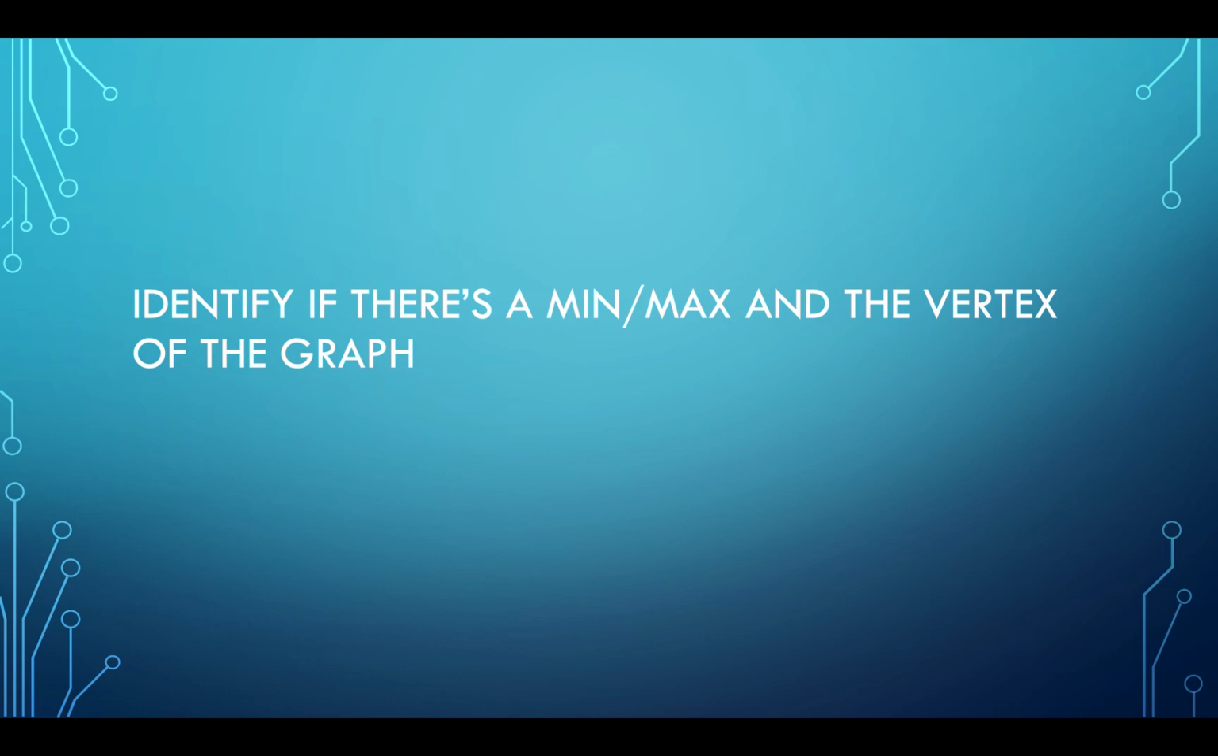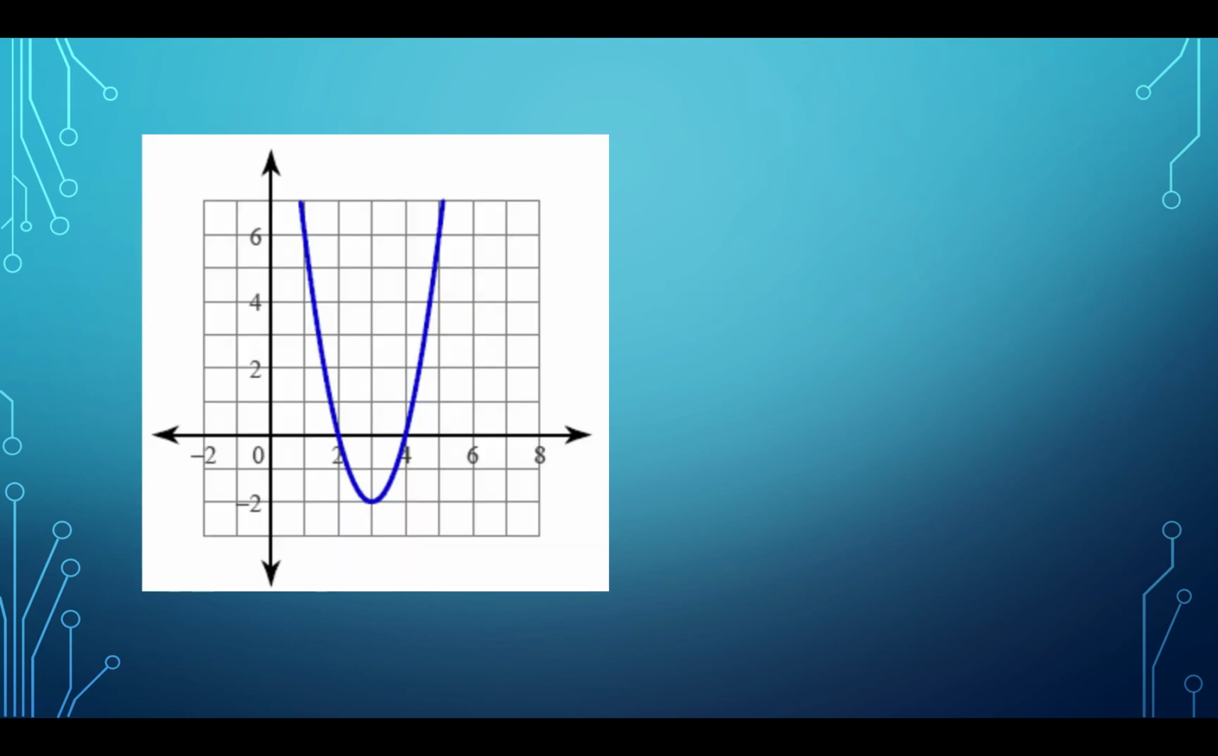If there's a max, it's going to be the highest point. And if there's a min, there's going to be a lowest point. And then we're also going to identify the vertex. And the vertex is also where the min or the max of the graph is. So here in this problem, I give you guys a graph and I'm going to ask you, is it a minimum or a maximum? And then what is the vertex?